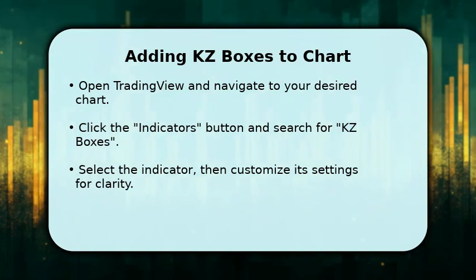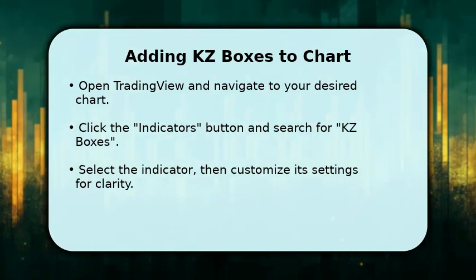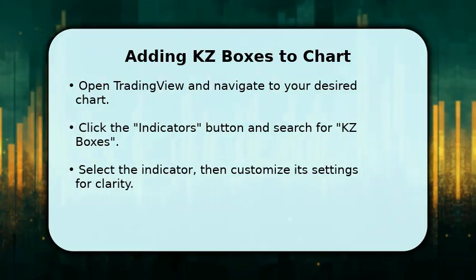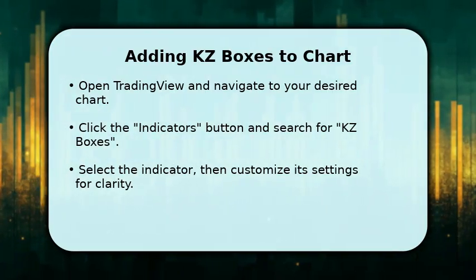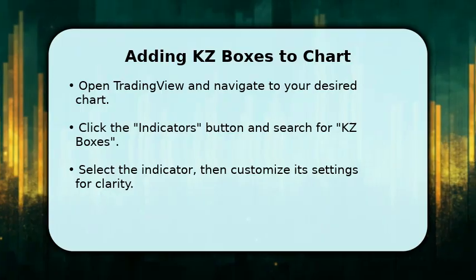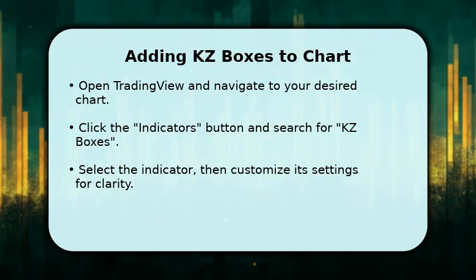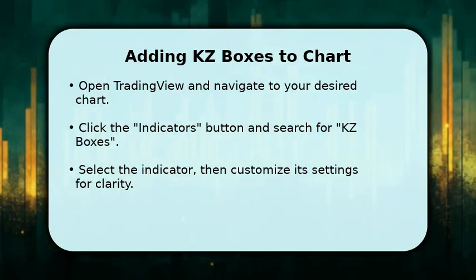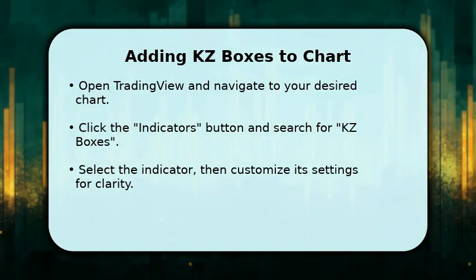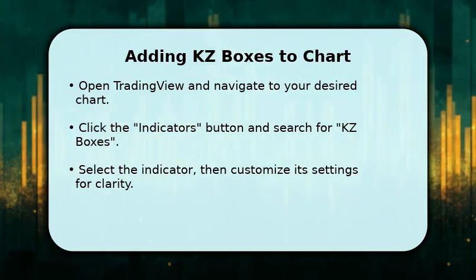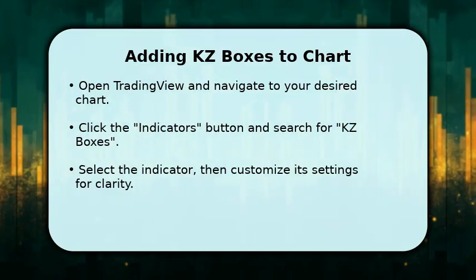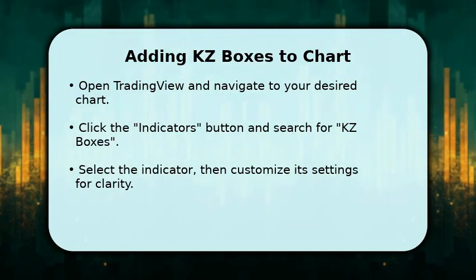To add KZ boxes, open your TradingView chart and locate the Indicators button at the top. Click it, then type KZ boxes into the search bar. You'll see several options. Choose the one that best suits your needs, often by a popular author. Once added, click the gear icon next to the indicator name on your chart to adjust colors, line thickness, and other visual preferences for optimal viewing.